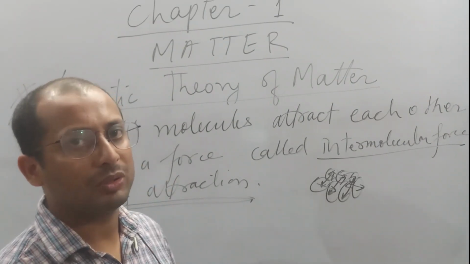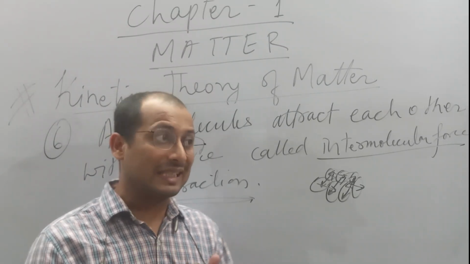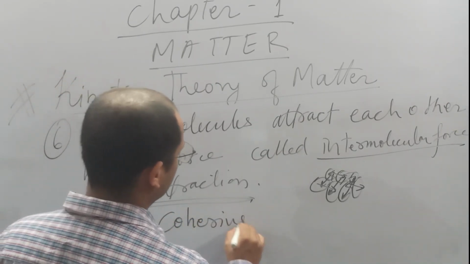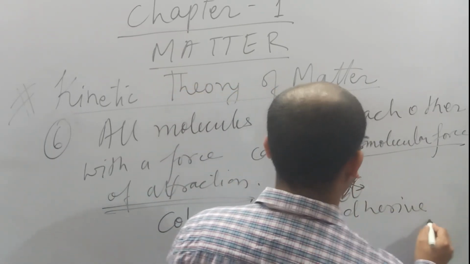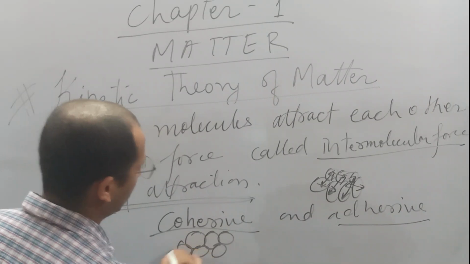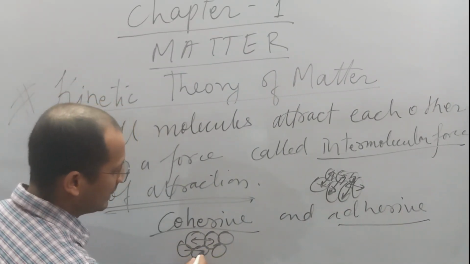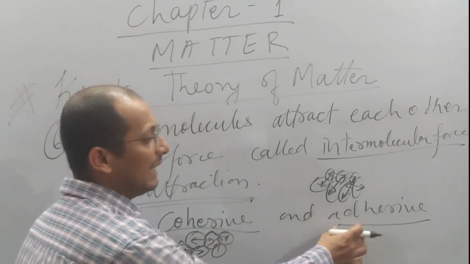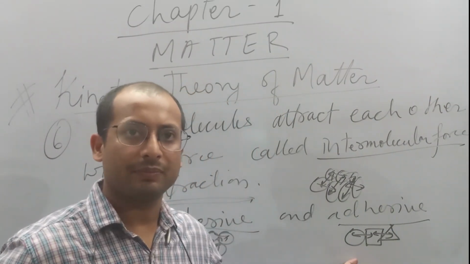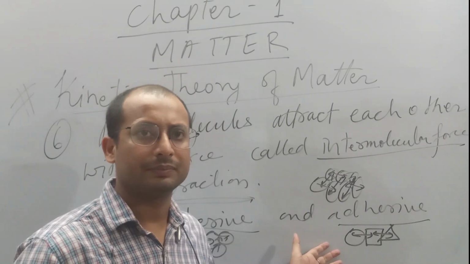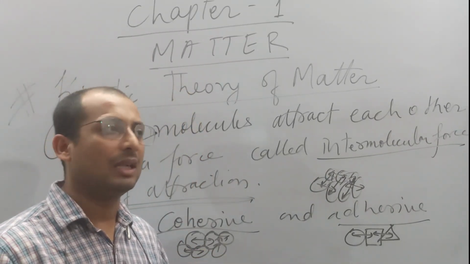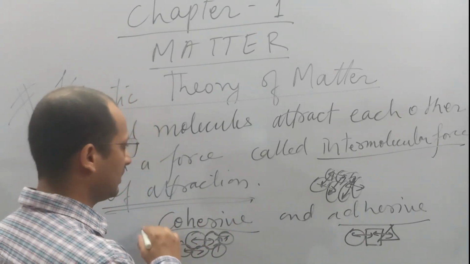There are two types of intermolecular force of attraction, which you can easily divide in terms of molecules: cohesive and adhesive forces. Cohesive force is the force of attraction between molecules of the same type. Adhesive force is the force of attraction between molecules of different types. For example, the attraction between glass molecules and water molecules is adhesive, while water molecules attracting each other is cohesive force.